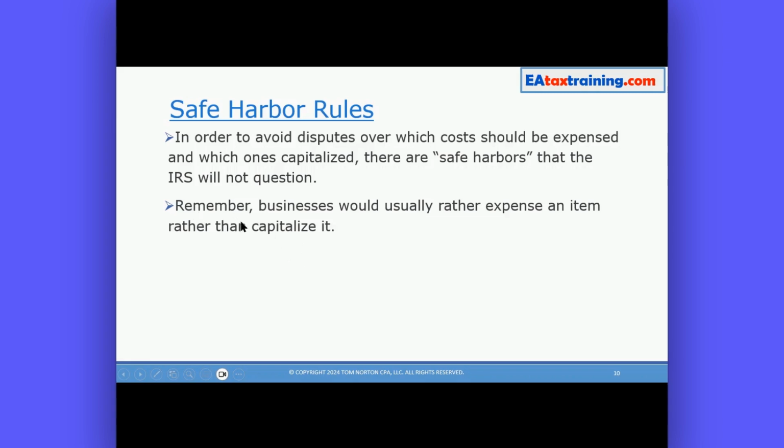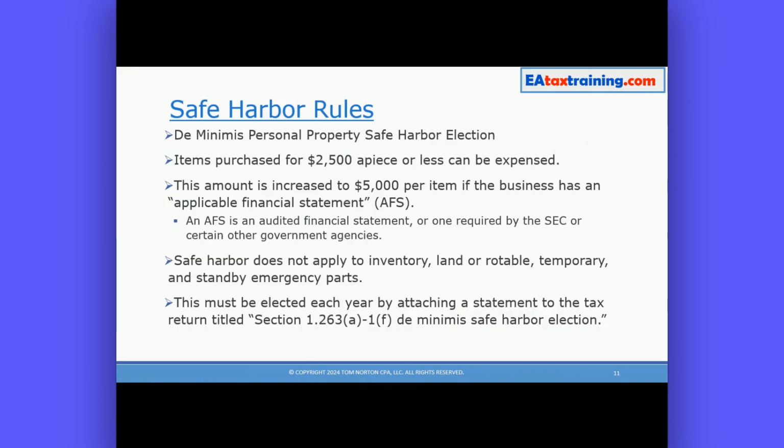And so remember, as we're going through this, businesses would usually rather expense an item than capitalize it. Because if you expense it, you get to deduct it right away. If you capitalize it, then you have to deduct it over time, or maybe not even at all if it goes into land. So usually we'd rather expense an item than capitalize it from a tax standpoint. So the first safe harbor rule we'll talk about is the most common one. You will see this on lots and lots of business returns. If you are doing a business return, most of the time, you are going to be taking advantage of this safe harbor, and therefore you are going to want to attach a statement to the tax return that we're going to describe here.